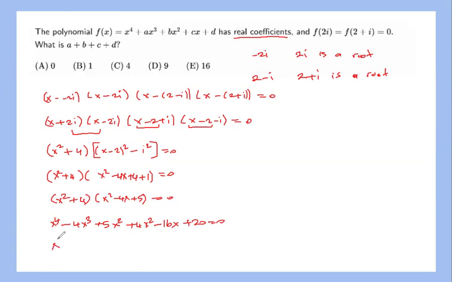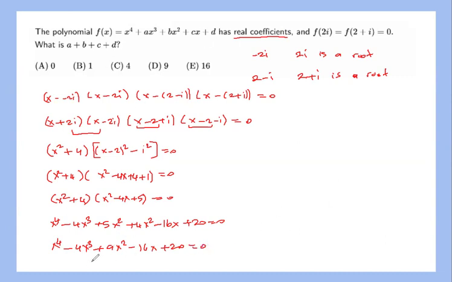And if I simplify this a bit, you will get negative 4x cubed. That's the only cube term. And then 5 and 4, which is 9x squared. And then minus 16x and 20. So we got the polynomial itself.